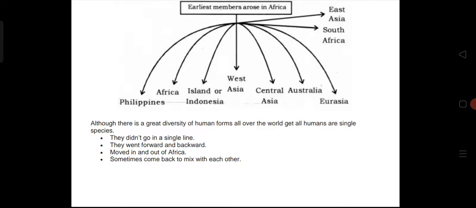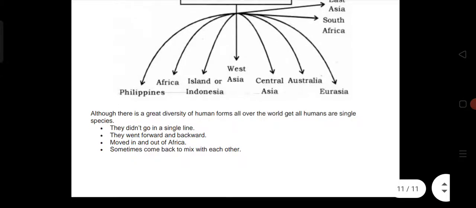They didn't go in a single line, right? They were not walking in a single line, but they got separated. They went forward and backward. When a few went in the forward direction, a few went in the backward direction, moving in and out of Africa. Some were residing in Africa only, while some moved out of Africa, and sometimes they were coming back to mix with each other also.